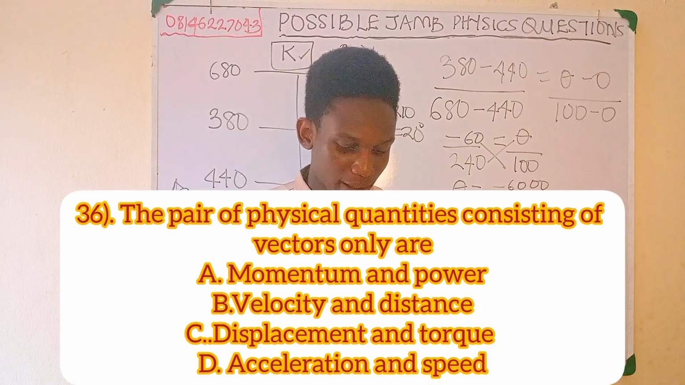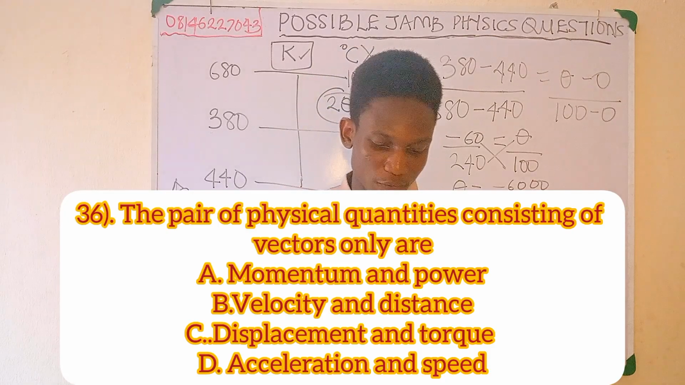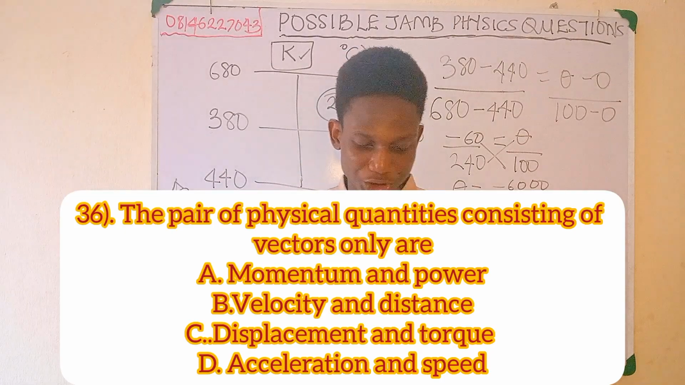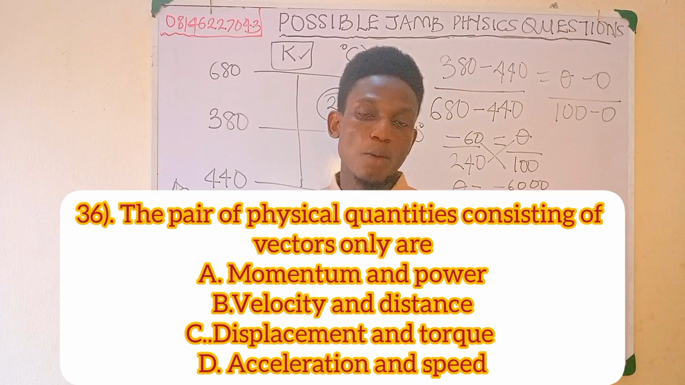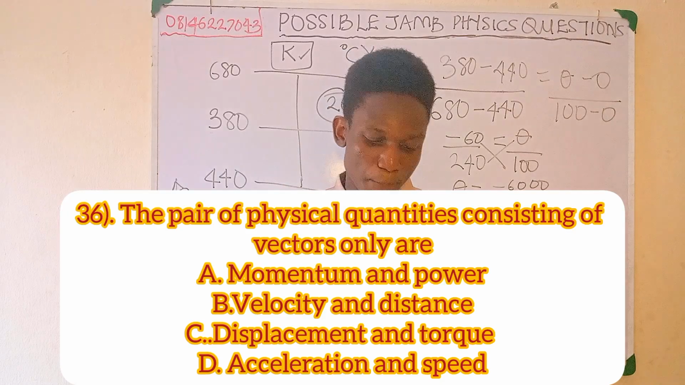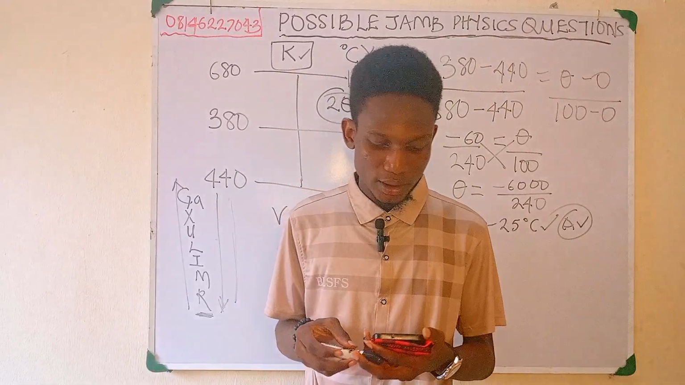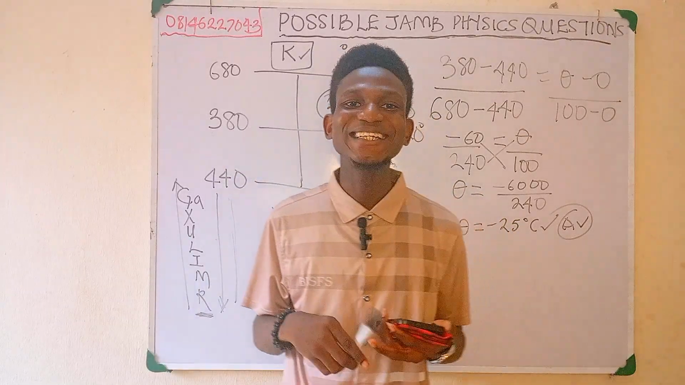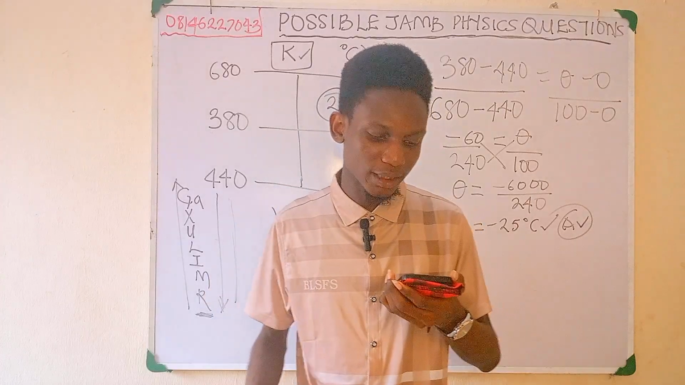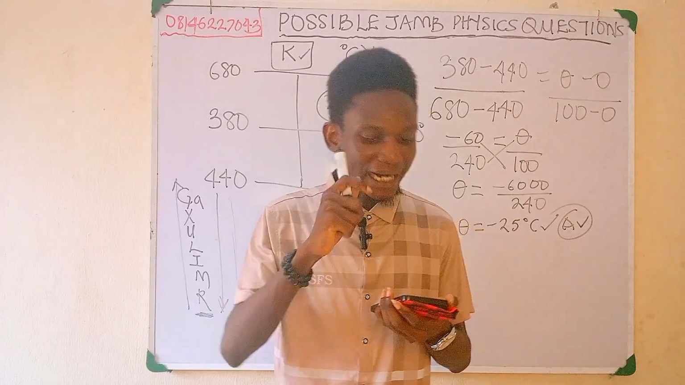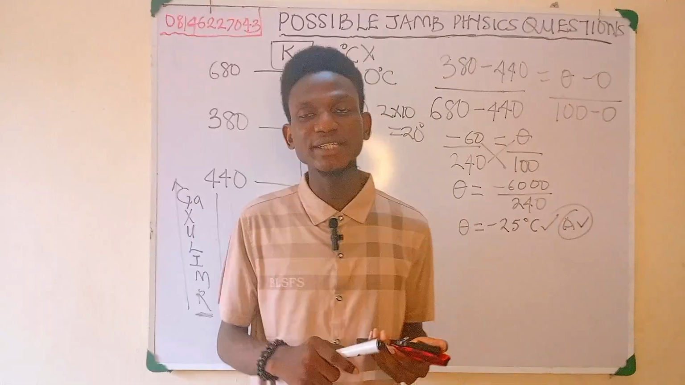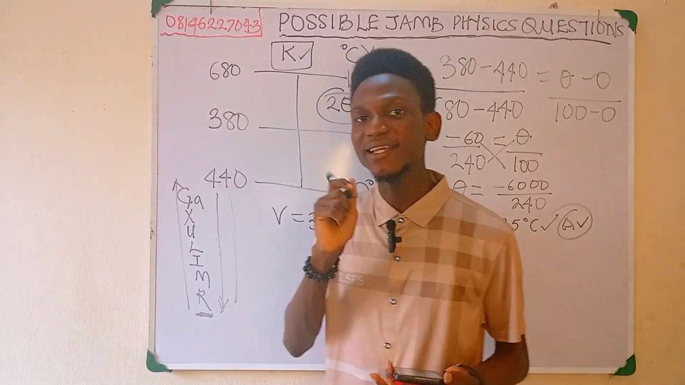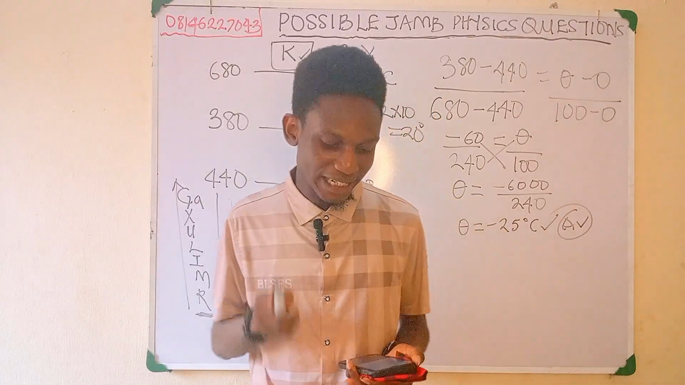Then number 36, the pair of physical quantities consisting of vectors only are dash. A, momentum and power. Momentum is a vector quantity. Power is a scalar quantity. Please take note. Then we have velocity and distance. Velocity is a vector quantity. Distance is a scalar quantity. Then we have displacement and torque. Now, displacement is a vector quantity, yes, distance measured in direction. Then torque is also a vector quantity. So I think that should be our correct option.